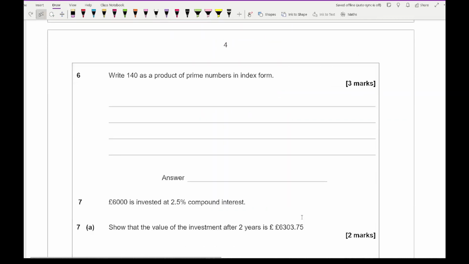Then moving on to question 6, it says write 140 as a product of its prime numbers in index form, and it's worth 3 marks, which I'll be honest is quite surprising, only because we can do this on our calculator, but I'll show you how to do it if you do not have a Casio calculator. So here we want to do a factor tree, and how you break this up is entirely up to you. And basically what you want to do is stop when you get your prime numbers. So here the correct answer is going to be 2 to the power of 2 times 5 times 7.